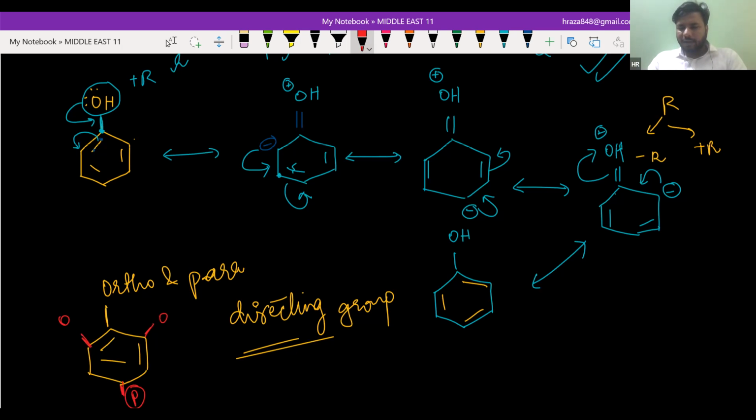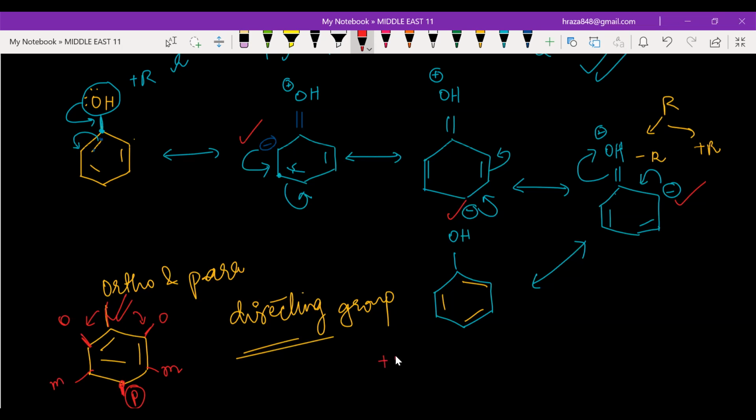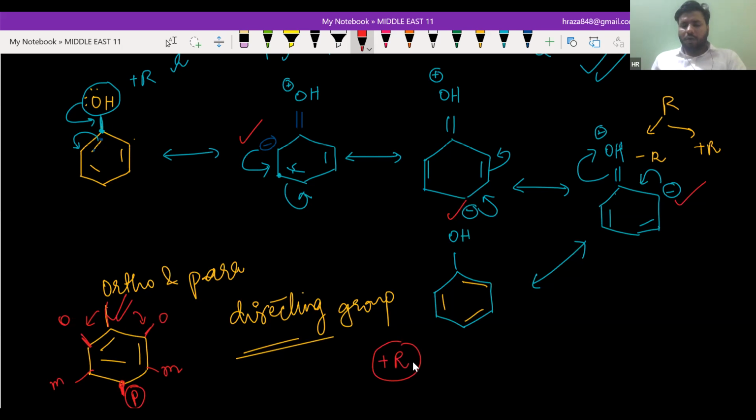With respect to the group, the left and the right carbon positions are ortho, and the opposite side is para. You can see the charge is only at ortho, para, and ortho, not on meta. This is called meta. So basically OH is an ortho and para directing group. Is that clear? Or we can say all the plus R groups are ortho para directing.